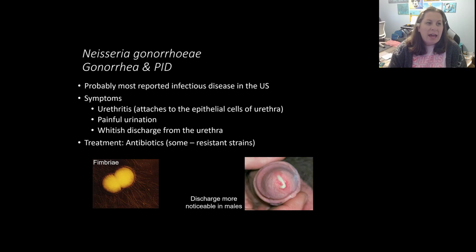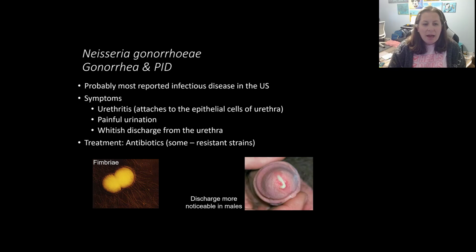So let's take a look first at gonorrhea and pelvic inflammatory disease. This is probably the most reportable infectious disease in the United States. About 60% of the population has been exposed to this between the ages of 15 and 24. We do see symptoms include urethritis, which is where it attaches to the epithelial cells of the urethra. This ultimately causes painful urination and whitish discharge from the urethra, and you can see that they do have the fimbriae that are present. Discharge is more noticeable in males than it is in females.